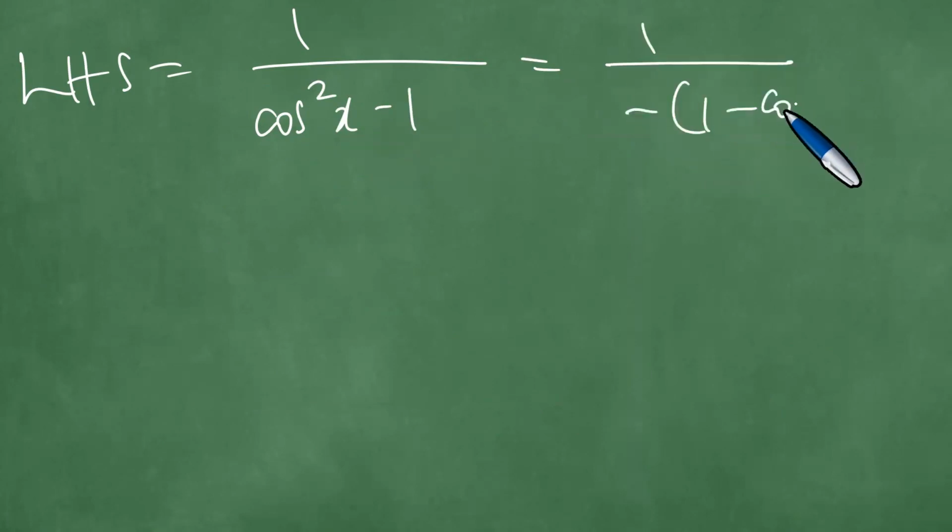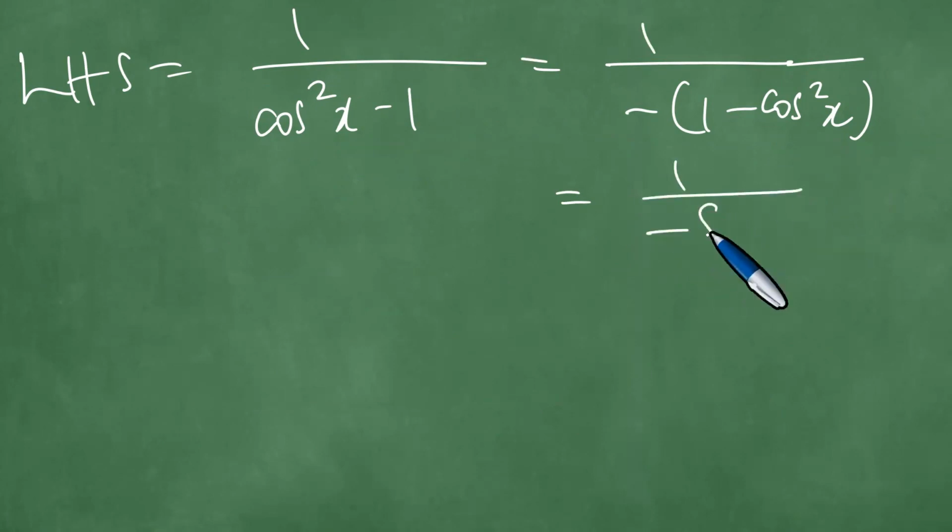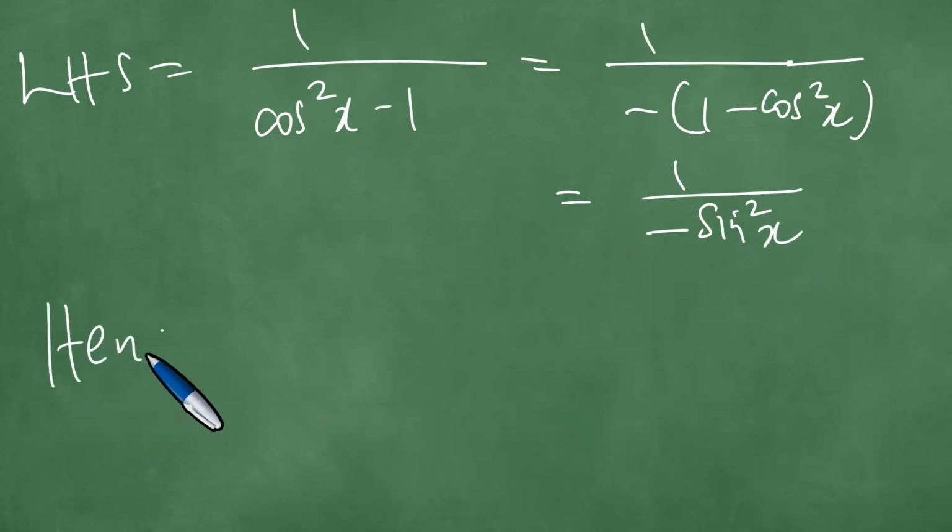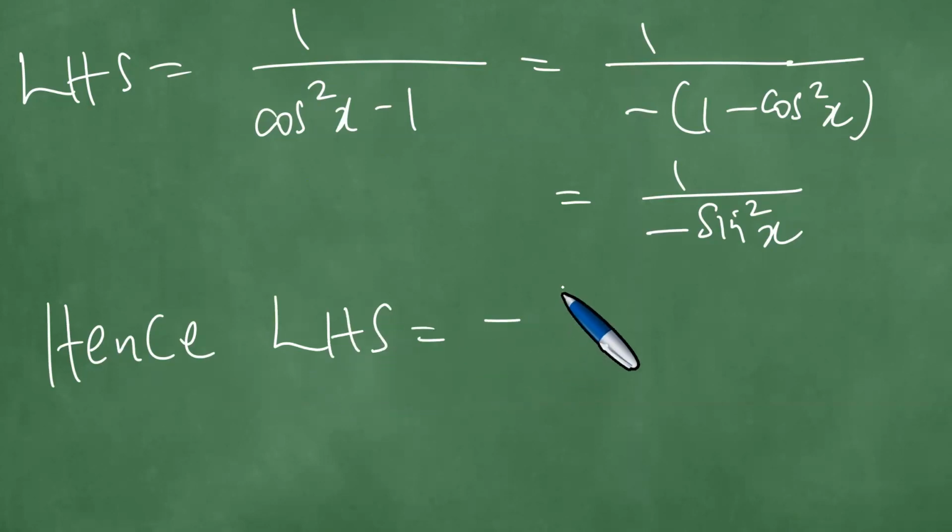Which is 1 minus cosine squared x, which is the same as sine squared x. And hence the left-hand side is -1 over sine squared x. Then we look at the right-hand side.